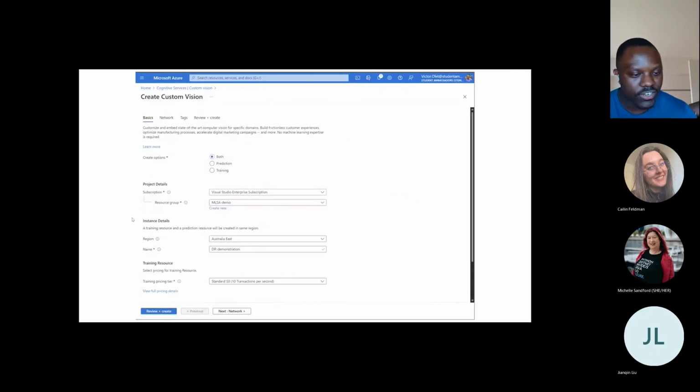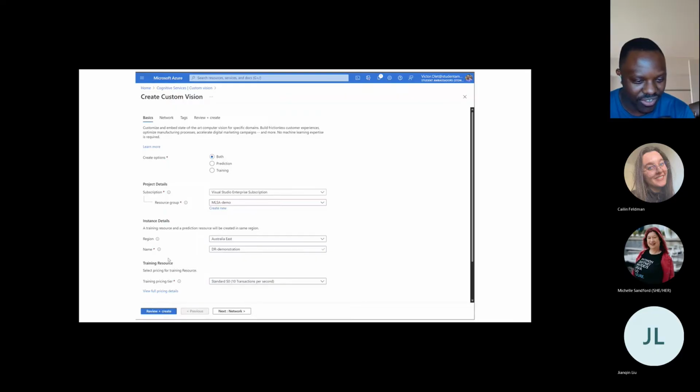And then, sorry, I need to select a region, which ideally you want to be the region that's closest to you. So I have Australia East, and then the name for that is DR, with DR standing for Diabetic Retinopathy. So that's the DR demonstration. The pricing tier, there's a free option here, which allows, I think, 2 transactions per second, which is fine for the purpose of just building a functioning app. I picked the standard S0 option, which allows for 10 transactions per second.